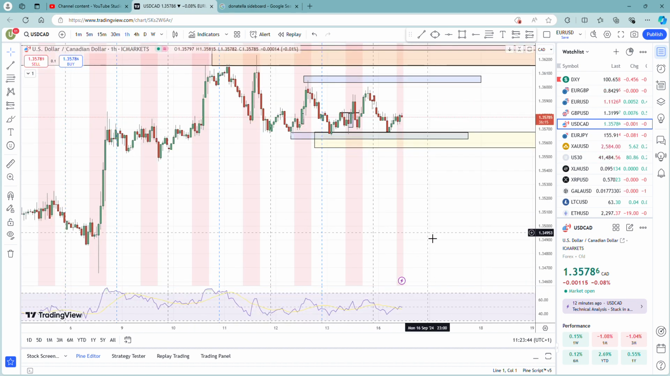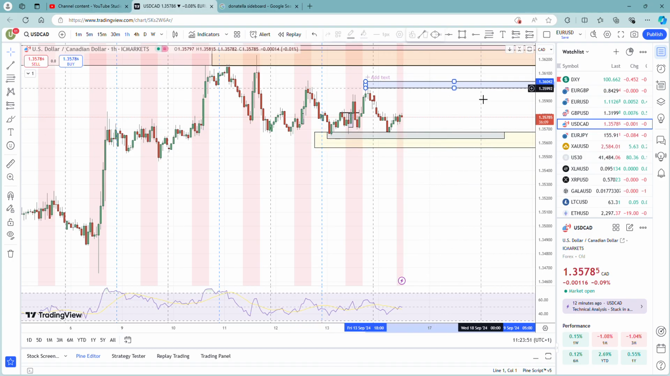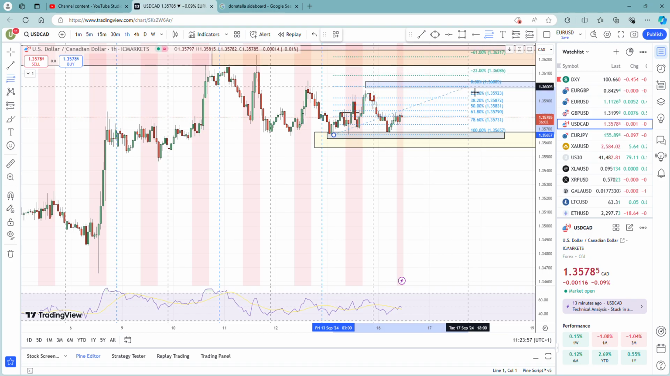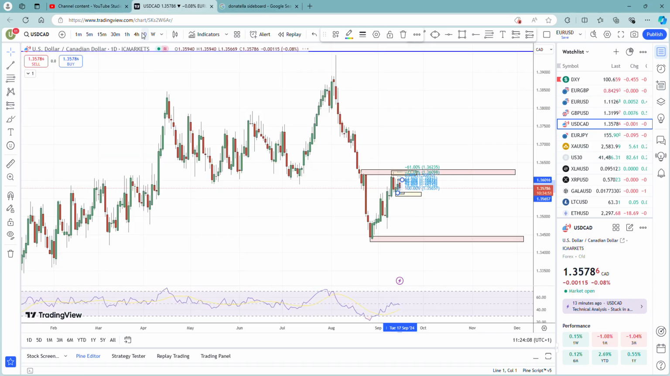I've got a H1 time frame. This is Friday. If we look at Monday's price action, you can see here we use a Fibonacci tool from the low of the day to the high. This is your Fibonacci tool. As you can see in the Asian session, it's retraced to 100%. So from here, I expect it to go up potentially.